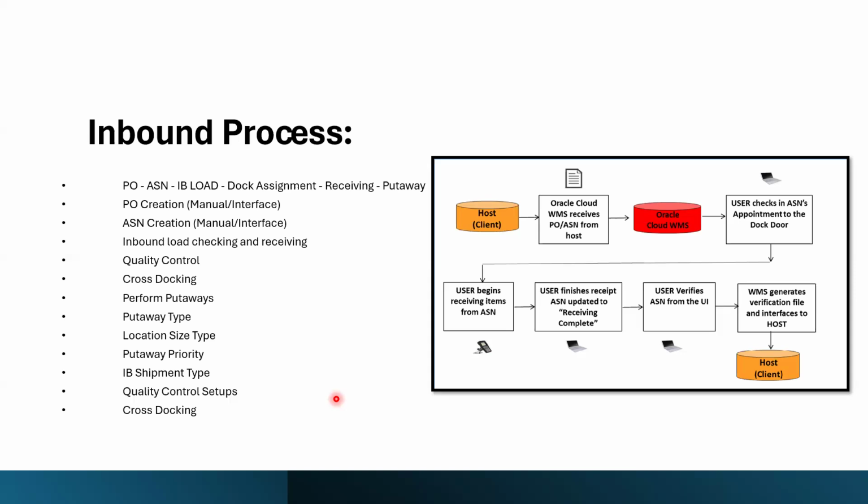Like a QC quality check scenario. Then we'll start receiving from purchase order. We'll start receiving from ASN. We'll start receiving from IB load. And appointments also. So these are multiple scenarios we'll capture.